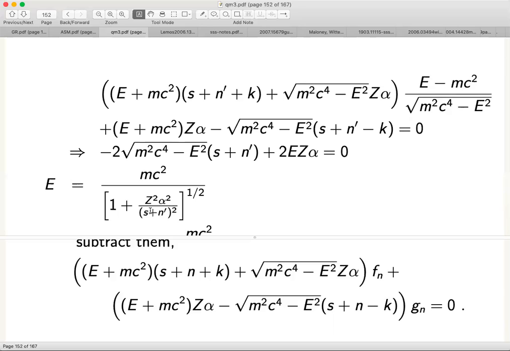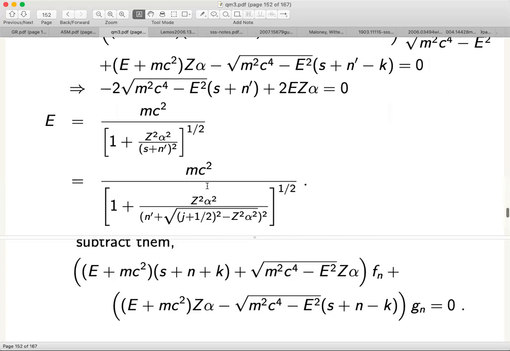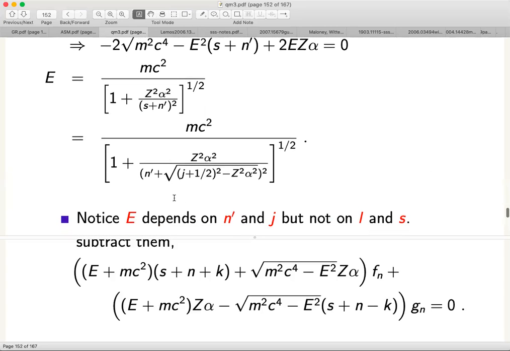Now remember, this spectrum is written in terms of s, but s is the coefficient of the initial part of the Frobenius solution, and that we have already solved. So s was the square root of k squared minus Z squared alpha squared, or some such thing. So we'll use that. And remember, the k itself was j plus half. So k squared would have been just j plus half squared minus Z squared alpha squared.